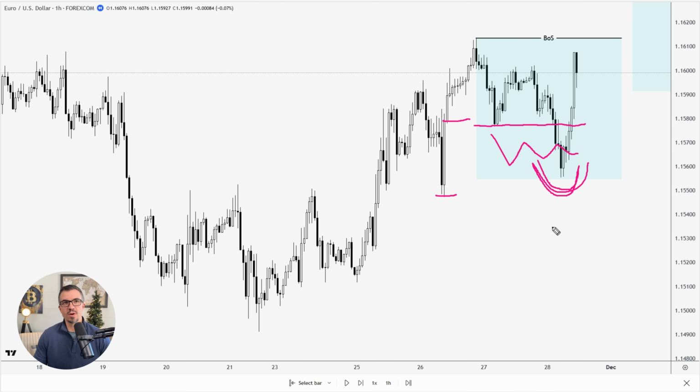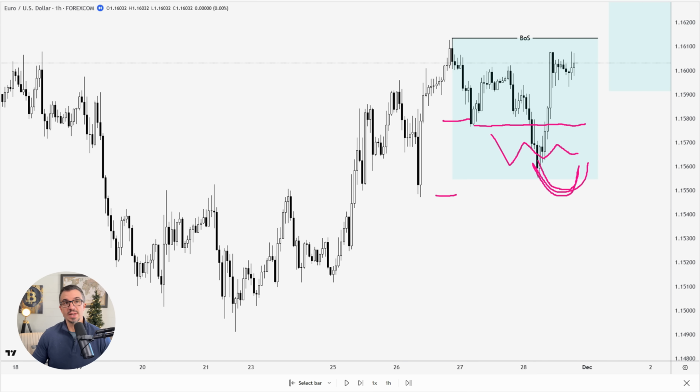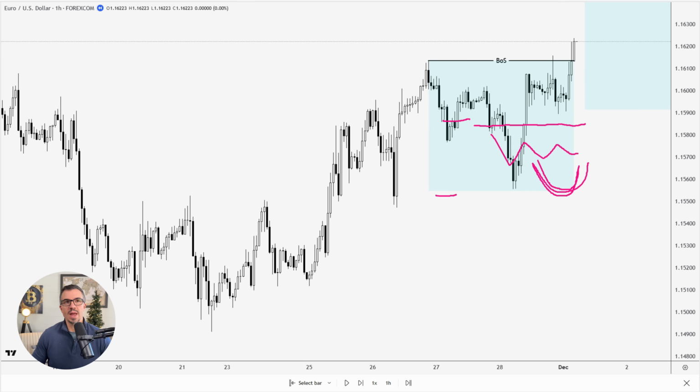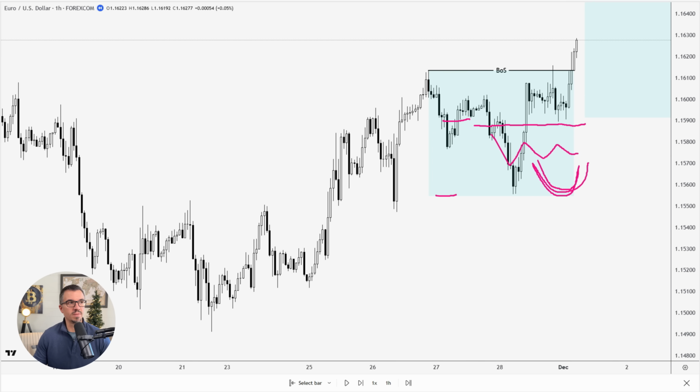However, this is not confirmed until we get the break of structure, okay? So that's also key there, is that we have the first signs of this potentially being an external low with that sweep of the internal lows, or taking the internal lows, I should say. And then we have the confirmed break of structure here. This really confirms that this is our external low.